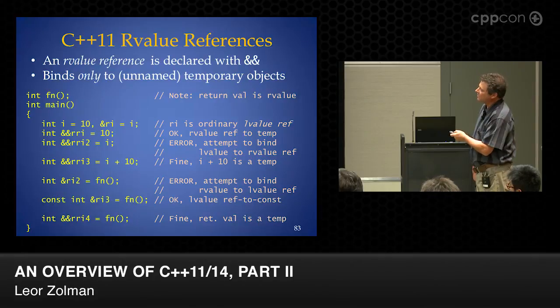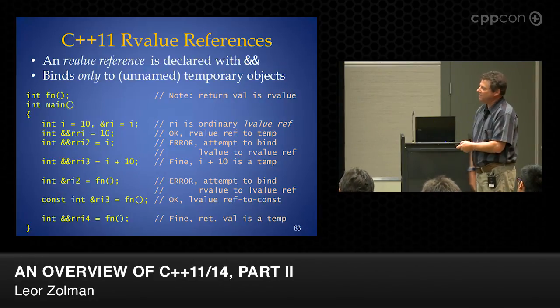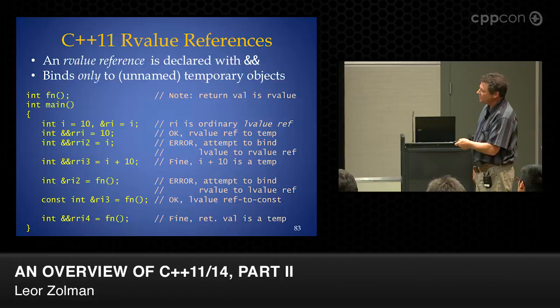What's fn? It's a function returning by value. So what it returns is a temporary. It's an R value. Therefore, it's illegal to have an L value reference that can be bound to it. However, even in old C++, if it's an L value reference to const, it's legal.